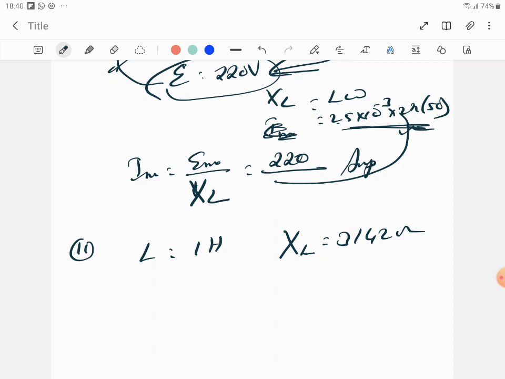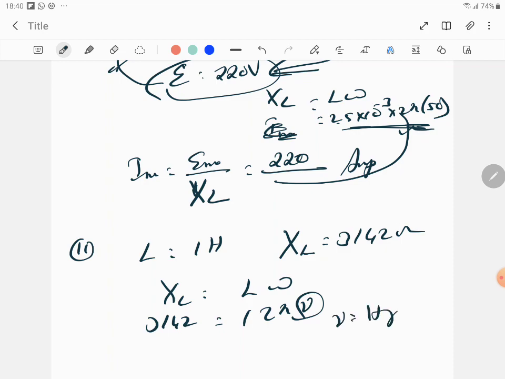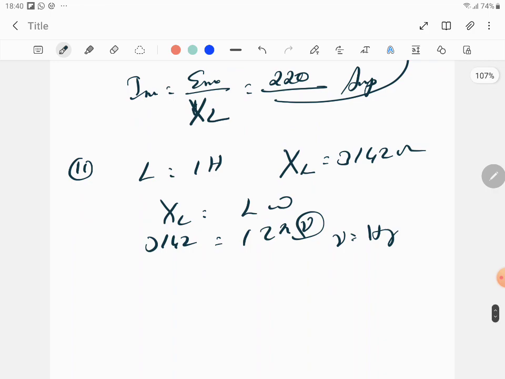So first let's find this. At what frequency? You know, XL itself has been given. XL is L omega. XL itself is 3142, L itself is 1, times omega. What is the frequency? Write omega as 2 pi mu and find what mu is. So you will get the answer in terms of hertz. Just verify that.